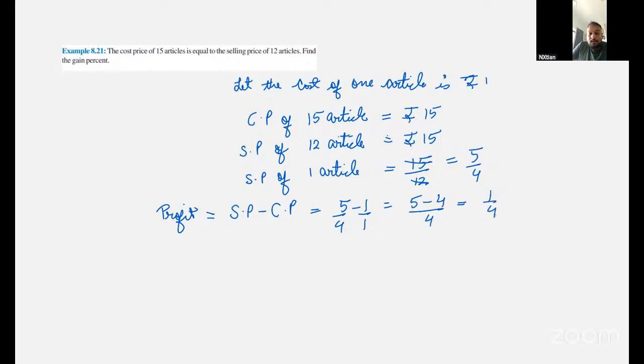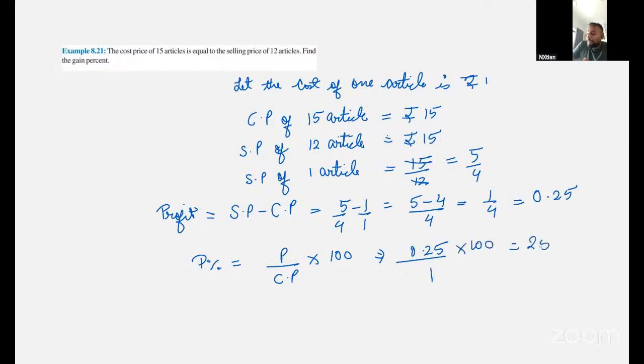And if I want to calculate, it will be 0.25 if I divide it. Easy. Now, if I want to calculate the profit percentage, then it is profit upon CP into 100. What is the profit? Profit is 0.25. What is CP? CP I assume as 1, because one article costs 1, into 100. So it will be 25%.